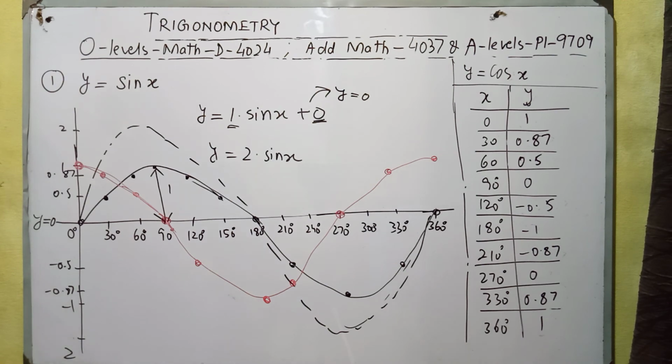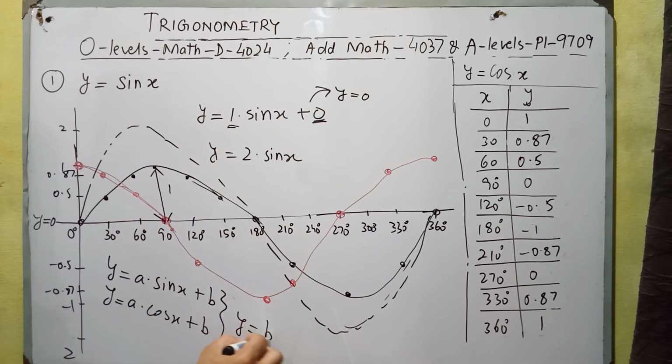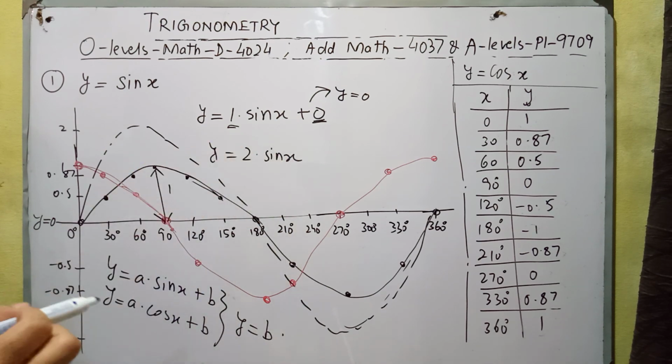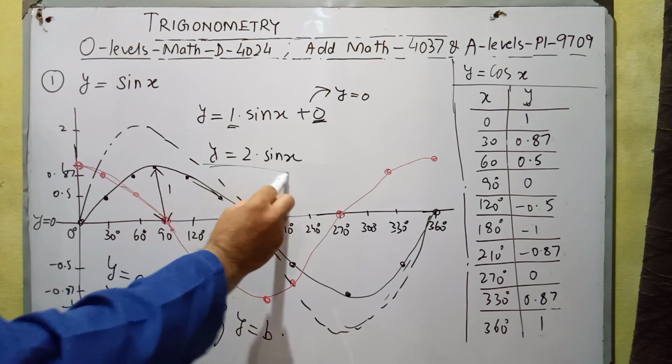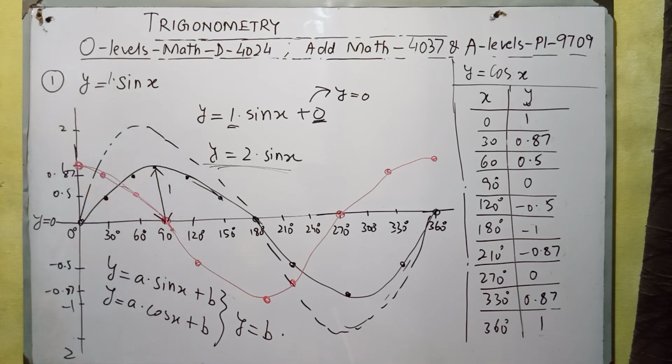So we can make a general formula like this: y is equal to a into sine of x plus b, or y is equal to a into cos of x plus b. If we have this type of function, then y is equal to b will be the central axis or mean axis of our graph, and a is basically the amplitude or height of the function. When we drew the graph of y is equal to 2 into sine of x, we saw that the amplitude of the graph of this function was 2, and when the coefficient is 1, the amplitude of the graph of this function was 1. So we can draw graphs of sine or cosine functions using these formulas.